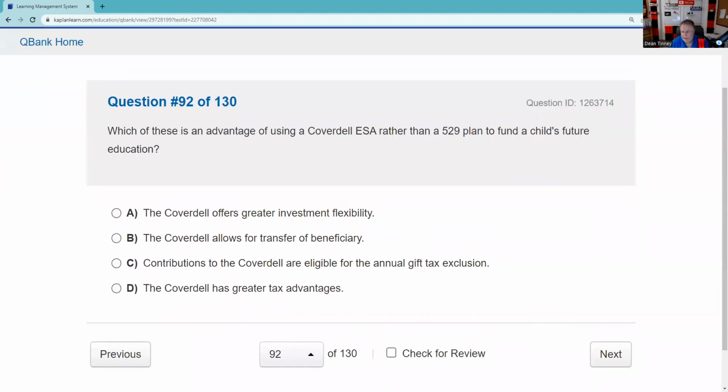Which of these is an advantage of using the Coverdell? I hate this because on the test, it's the opposite question. You need to tell me why you would want to use a 529 instead of a Coverdell. But Coverdells do indeed have more investment flexibility with what you can do with the money than a 529.